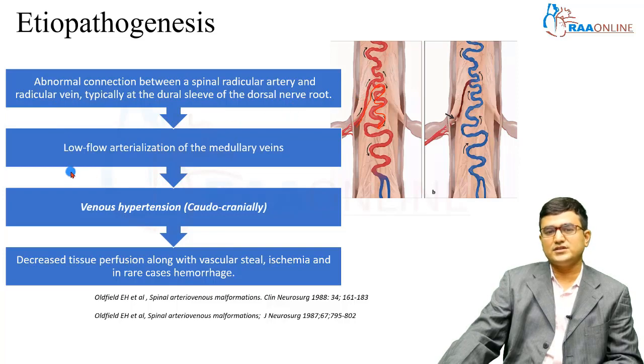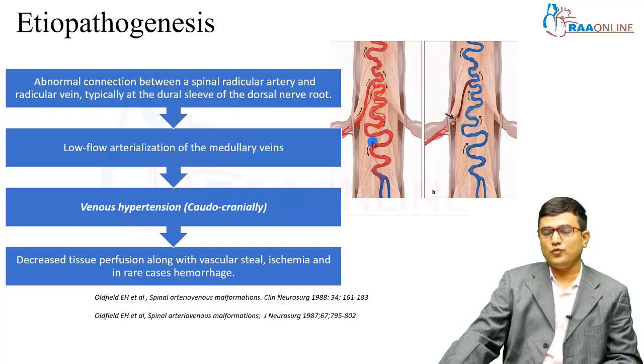This arterialization is usually low flow, and because of this reversal of flow in the medullary veins, the patient starts to develop venous hypertension, which is usually in a caudocranial direction. So we usually see these T2 weighted changes starting from the conus and ascending up. Because of this venous hypertension there is a tendency to develop decreased tissue perfusion along with a vascular steal phenomenon, and the patient develops cord ischemia, and in very rare cases there may be hemorrhage.